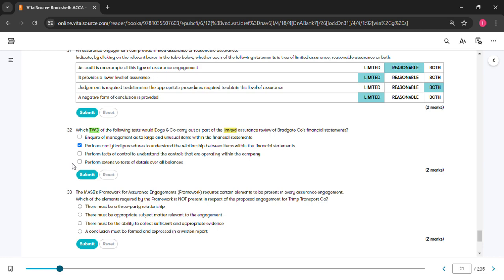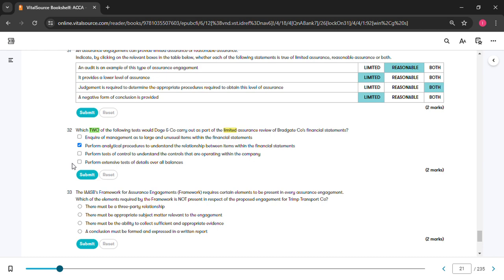Point 3, sir: perform test of controls to understand the controls. These are test of controls. Is it right? Which two of the following tests would the auditor carry out as part of an assurance engagement on financial statements? What will we do? Perform test of controls. Why do we do test of controls? To know whether controls are effective or not.